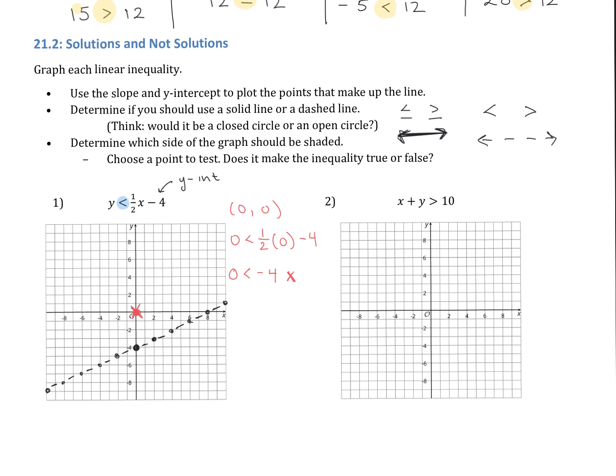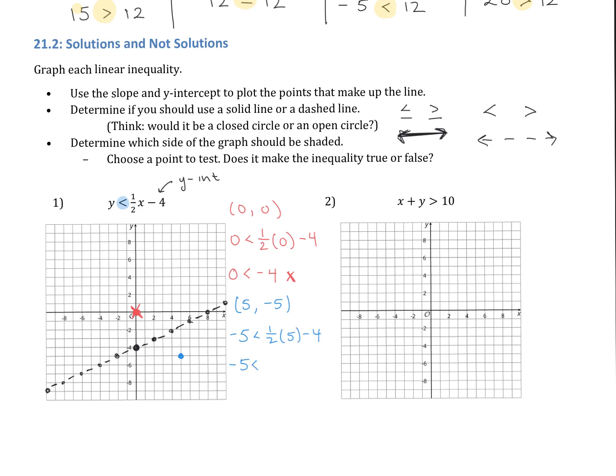If we check another point, I'm going to try one on the other side of the line. Let's try, what's going to be a good one? Let's try 5, negative 5, this point right here. If I check 5, negative 5, my y value is negative 5, my x value is 5.